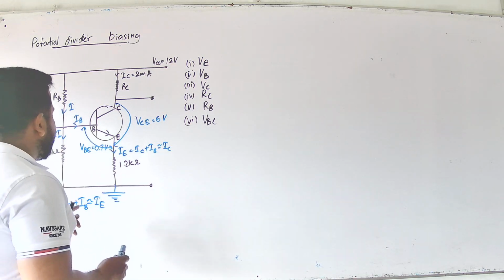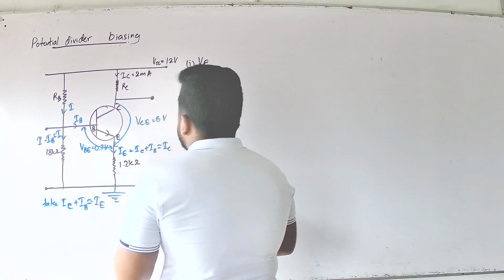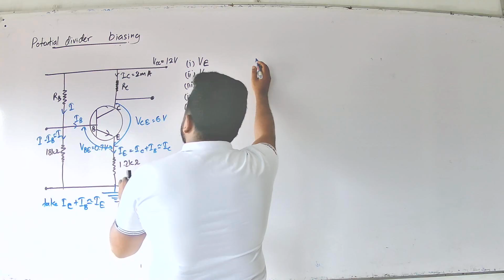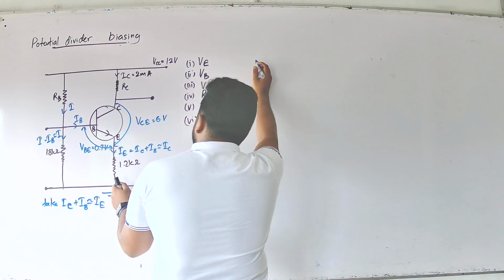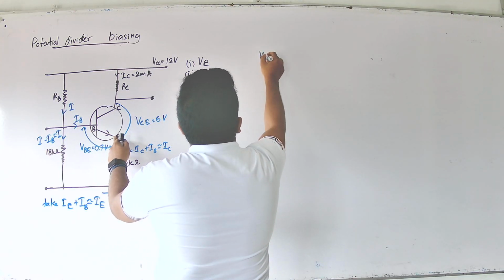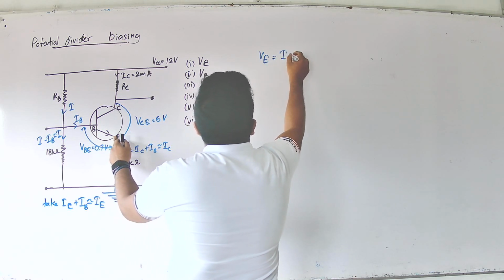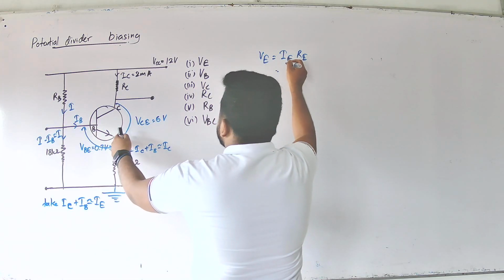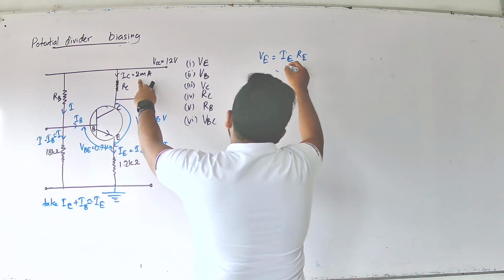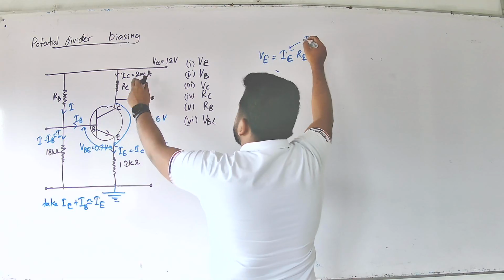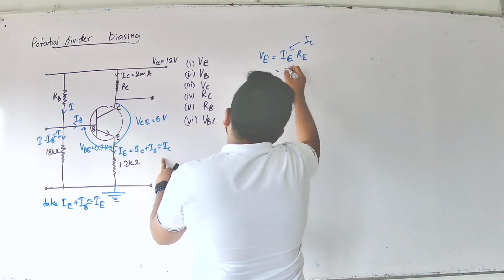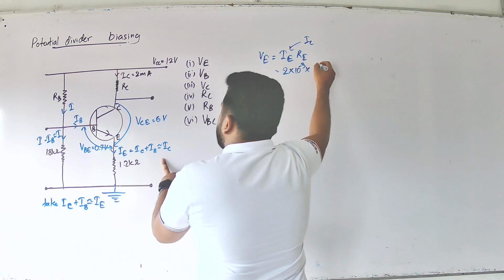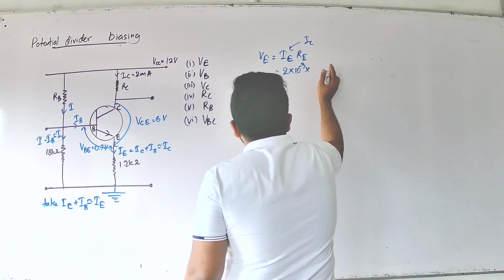So we have to find out what is the VE. Find out VE. We have to take this voltage. Therefore VE equals IE RE. So IE can be taken as the 2 milliampere. Why? This can be taken as the IC, right? Why? This is the E. So that means 2 into 10 to the power minus 3 into RE. RE means 1.2.